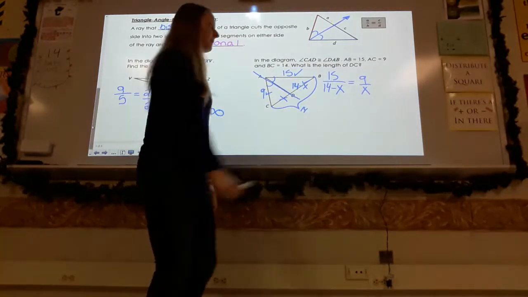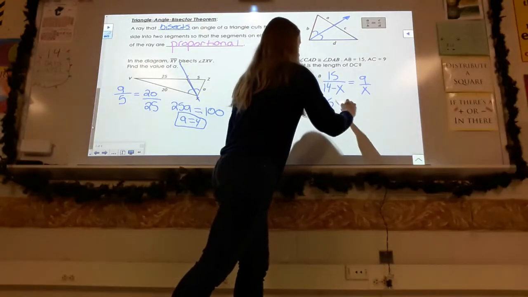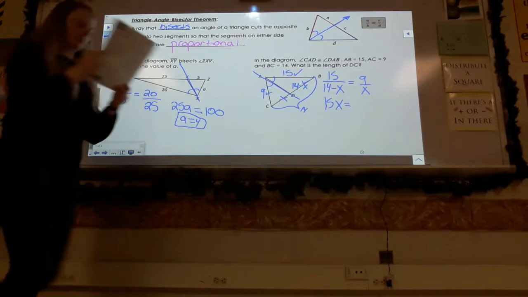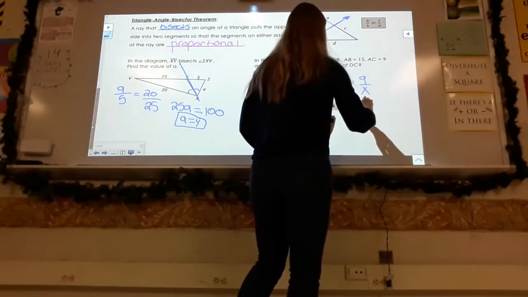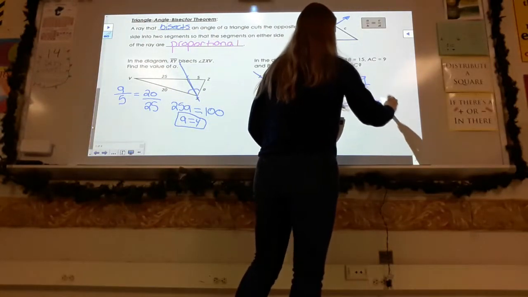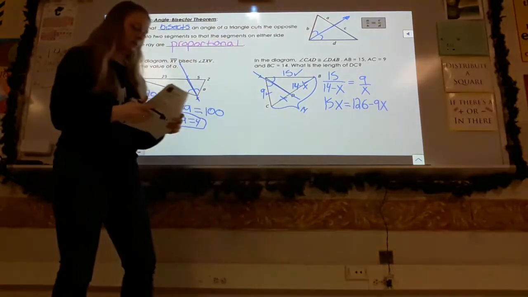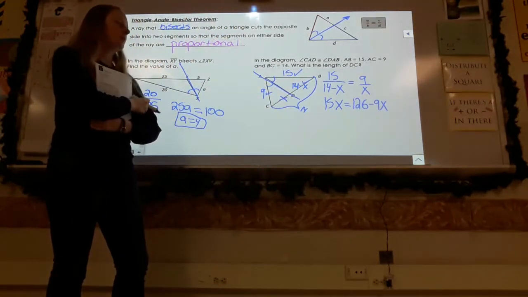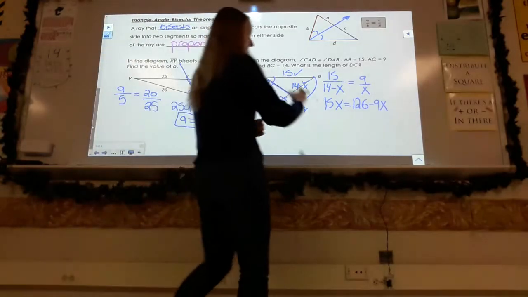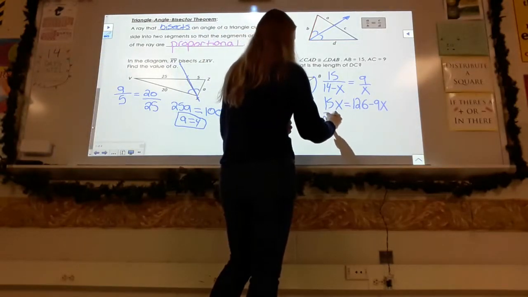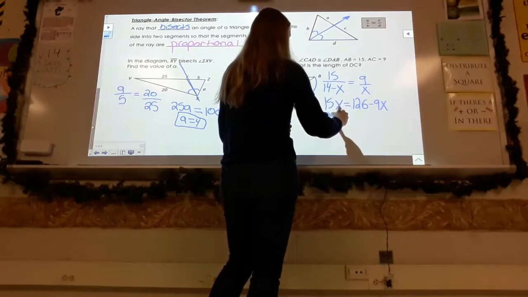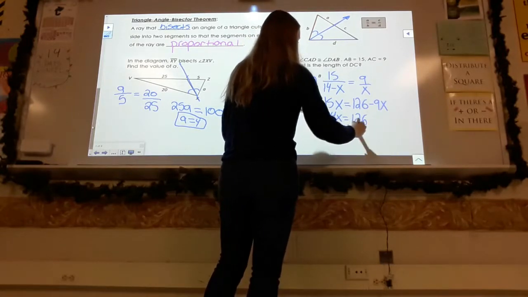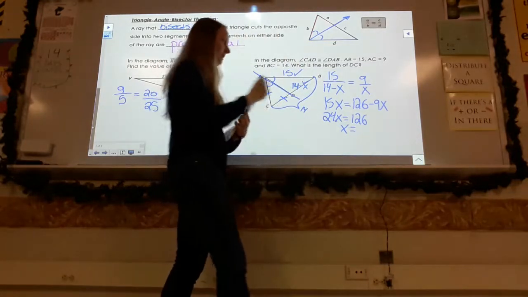Set them equal to each other. Then you cross multiply: 15x equals 126 minus 9x. What would I do? You want to add the 9x, so you get 24x equals 126. Would it be 5.25? Yes, 5.25.